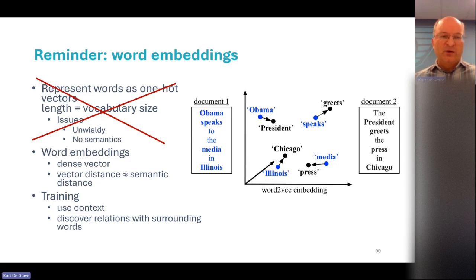So what we saw before, word or token embeddings. One hot encoding is not good. A dense embedding is good, and to get a good dense embedding, you need training. And again, semantically close tokens should be close to each other in this high-dimensional vector space.